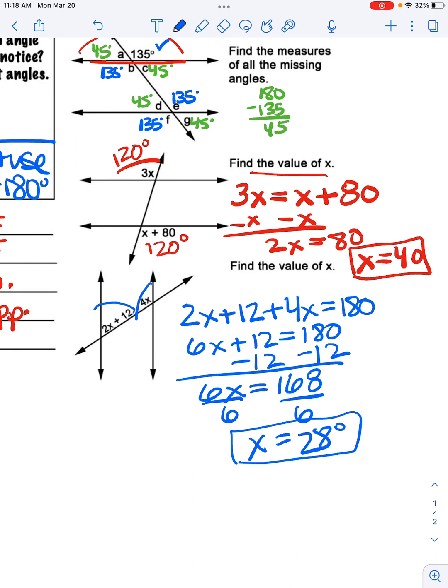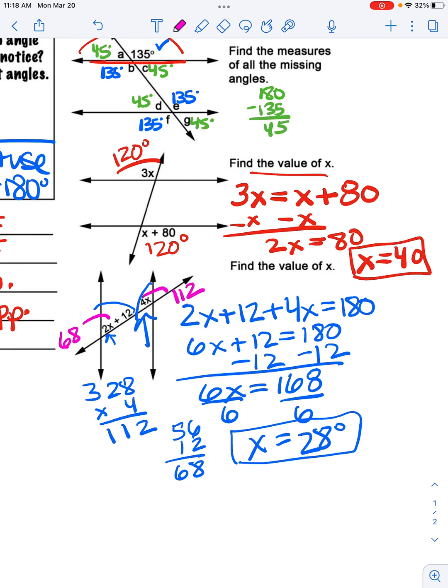If we wanted to know how big is this angle right here, we would do 28 times 4, and we would get 112. We could also do 28 times 2 there to get 56, and then 56 plus 12 would give us 68. So this one, let me get a different color. This angle right here is 68, and this angle right here is 112, and they should add up to 180, right? Because that's how we did our equation.